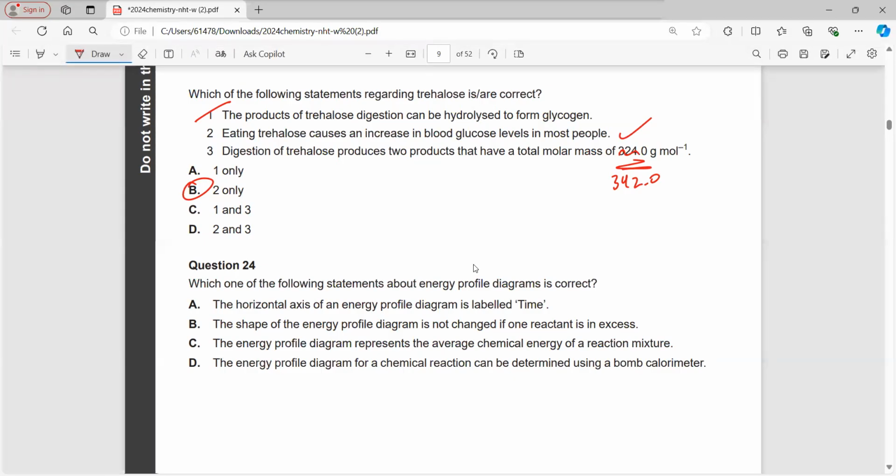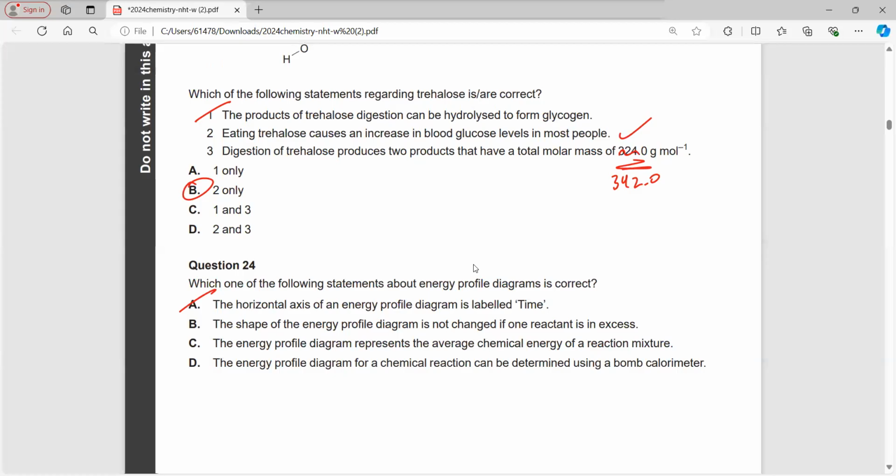Alrighty, we're nearly there. The horizontal axis of an energy profile diagram is labeled time. We never really want to label the horizontal axis of an energy profile diagram that way. The best you can do is maybe say reaction pathway, but we never really want to label it time, because the energy profile diagram gives no indication of time.